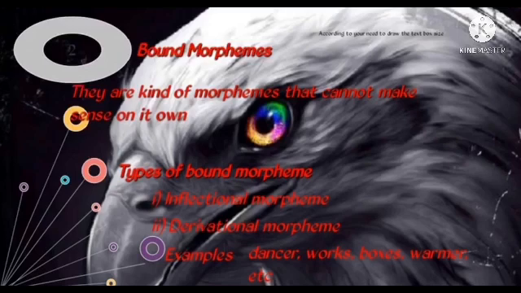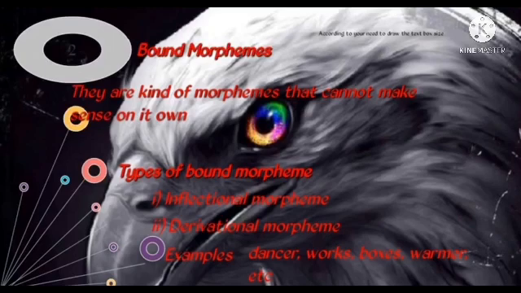Inflectional morpheme. Someone might ask, what is inflectional morpheme? Inflectional morpheme refers to the type of morpheme which, when attached to a word, does not change the word class. So example is, you have boy, then you add s to it, boys. Still, the word class has not changed. So you take note, it does not change the word class.